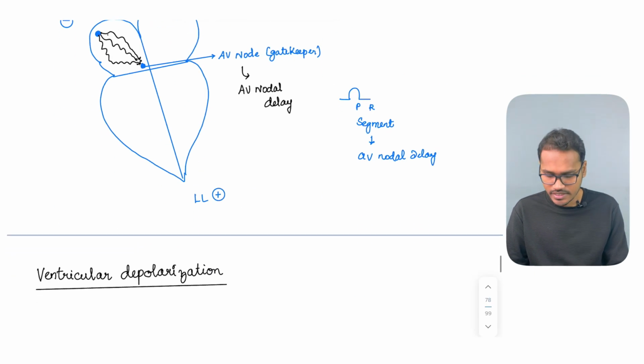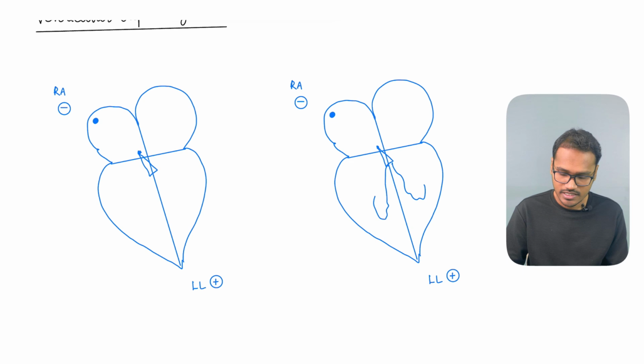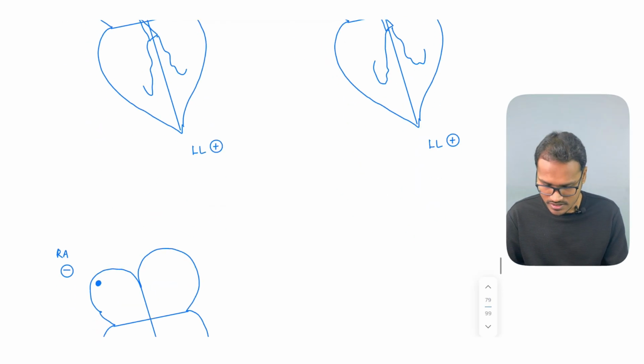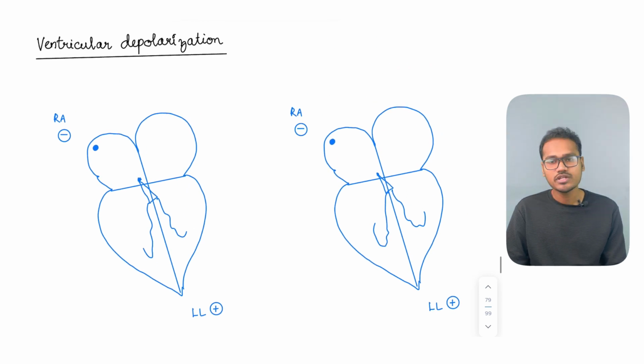Now coming to the next. Once the impulse has reached the AV node, after that it is going to go to the bundle of His. From the bundle, we have the left and right branches. The right and left bundle branches will go and help to charge the ventricles. From the AV node, the bundle of His will come, then the right and left branches, and finally the Purkinje fibers will come and charge it. And next, the ventricular depolarization will happen.